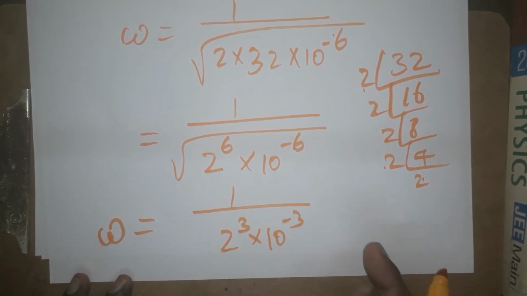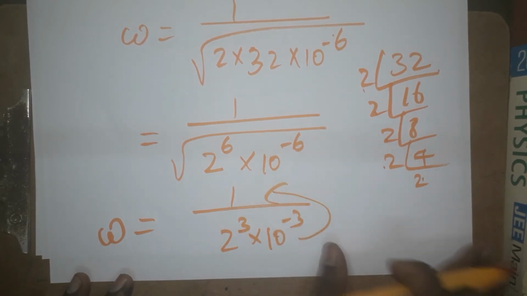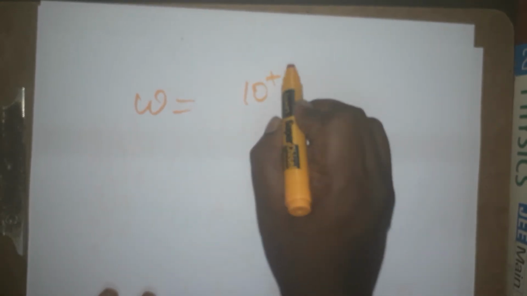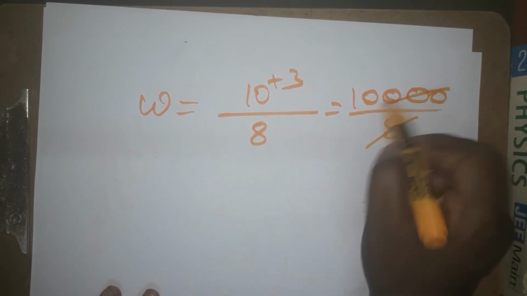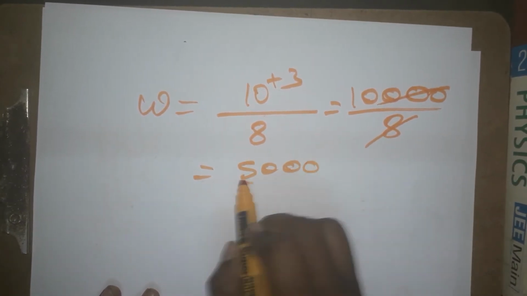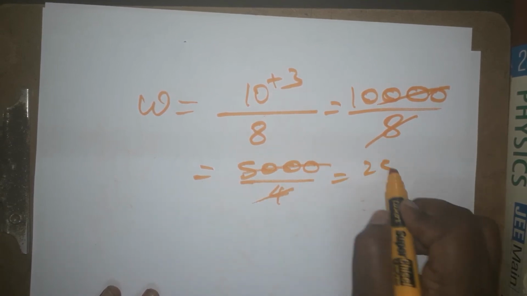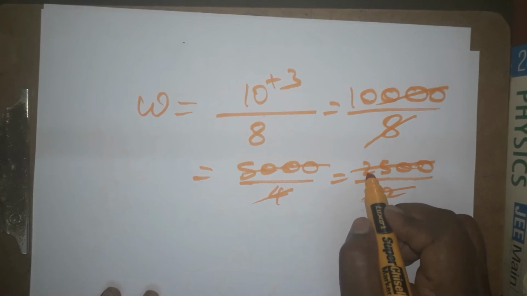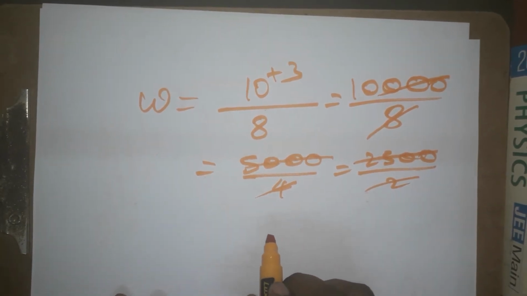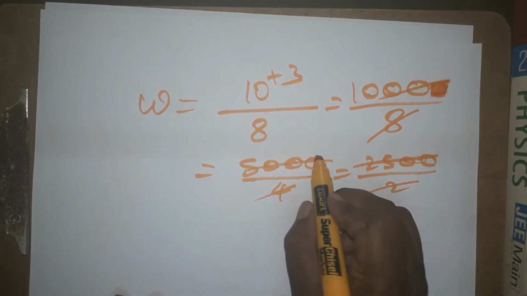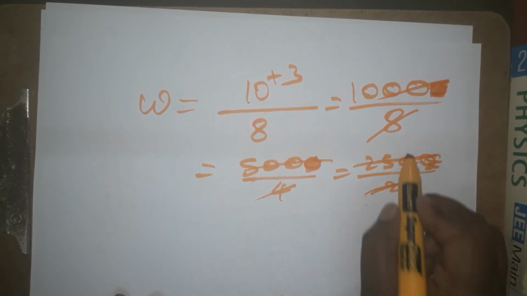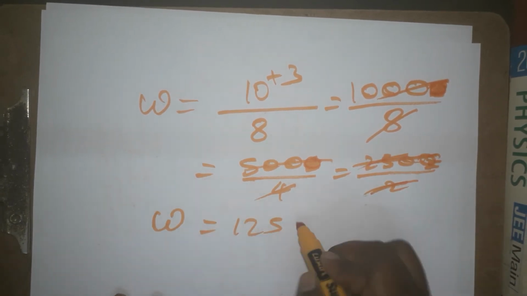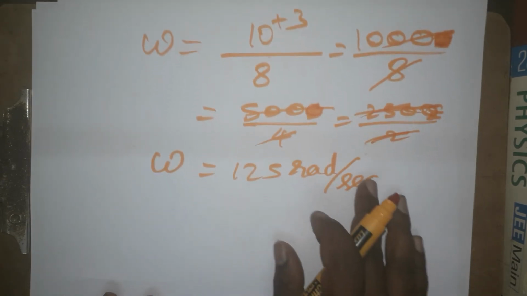So 2 into 2 is 4, into 2 is 8. We get 1 divided by 8, and taking 10 power minus 3 to the numerator, it becomes plus 3. So omega is equal to 10 power 3 divided by 8, which is 1000 divided by 8. When we cancel, we get 500 divided by 4, then 250 divided by 2, then 125. The angular velocity is 125 rad per second, which is called omega.